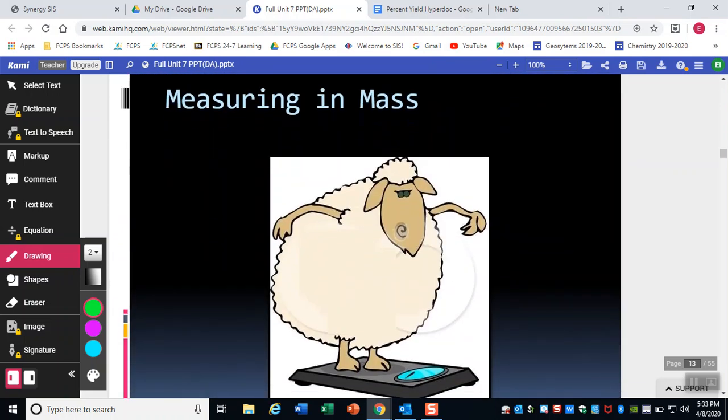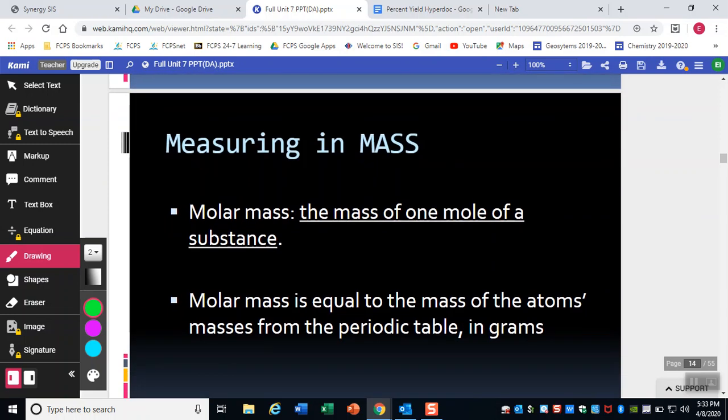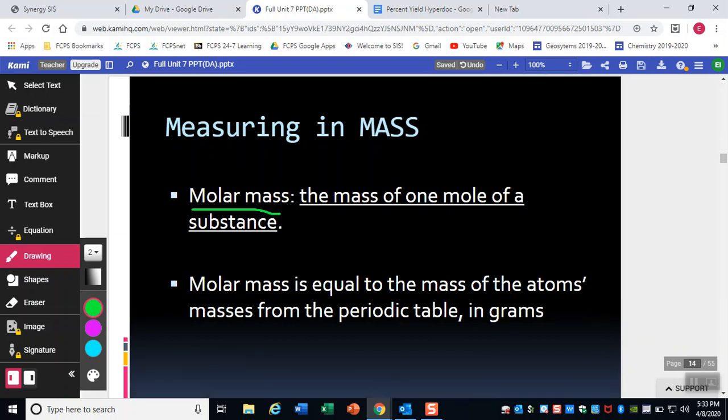So when we're measuring in mass, we can have a molar mass, all right, and that would be the mass of 1 mole of a substance. The molar mass is equal to the mass of the atom's masses from the periodic table, in grams. So when we're talking about molar mass, we're talking about the grams. And we're using the periodic table.